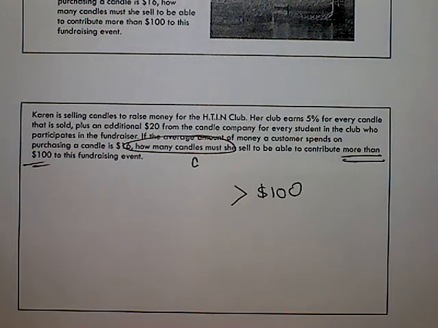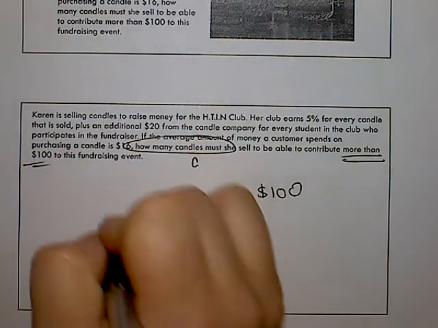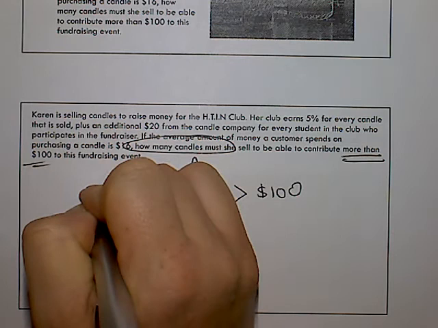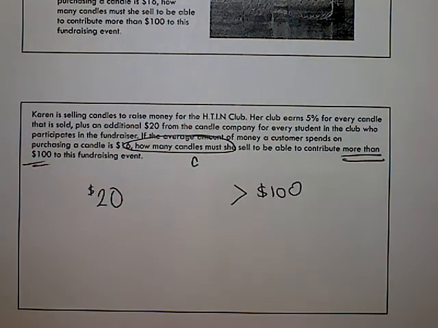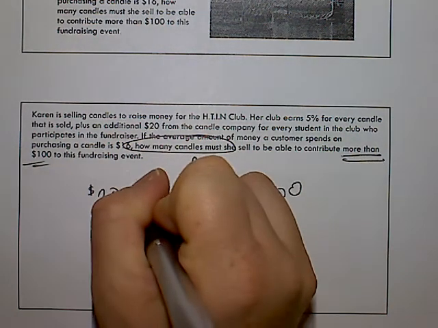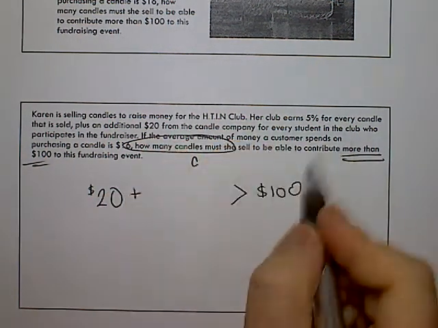Jesus Contreras, where are you? Jesus, what do we know? What else? You get 5% for every candle that you sell. Okay? What else? What other information do we know, Vasti? So automatically, every student is going to get $20 from the company for this fundraiser. And then, like Miguel said, they're going to make an additional 5%.